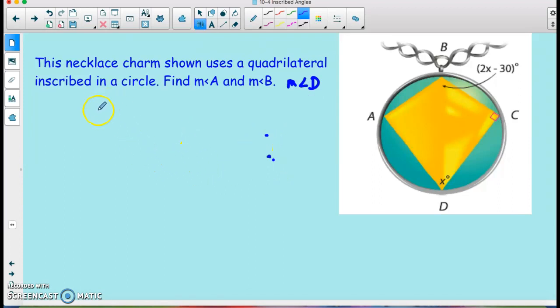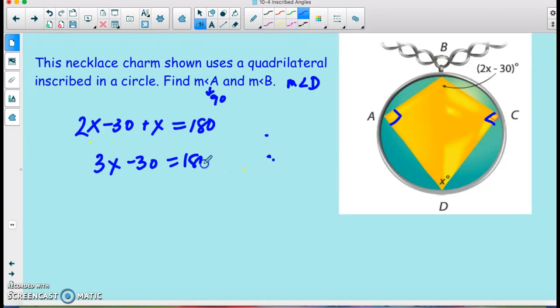All right, since opposite angles are supplementary, we can set 2x minus 30 plus x equals 180. And with A and C, that's going to be pretty easy because we know C is 90. So what does angle A have to be? 90 as well, because 90 plus 90 is 180. So it looks like we have 3x minus 30 equals 180. Add 30 over, we have 3x equals 210. x equals 70. That's going to be angle D, 70.